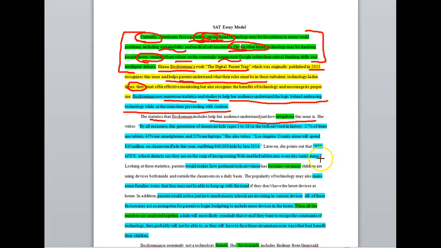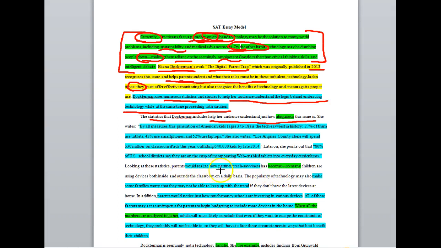So notice how just the part of the statistic that is needed to show the information is taken, not necessarily the full sentence. Also notice how each one is transitioned into. That's again how you would get some control of language points. Okay, now we have another statistic, again, good control of language. Looking at these statistics, parents would realize how pertinent tech savviness has become.